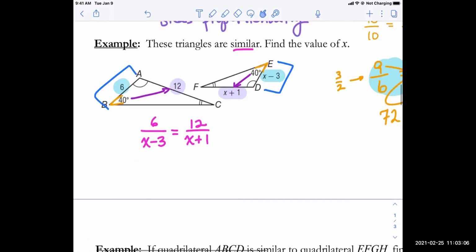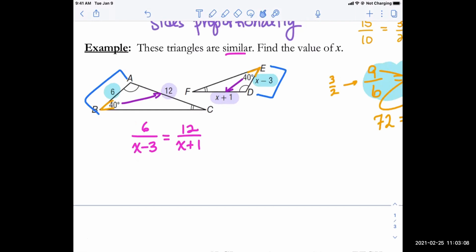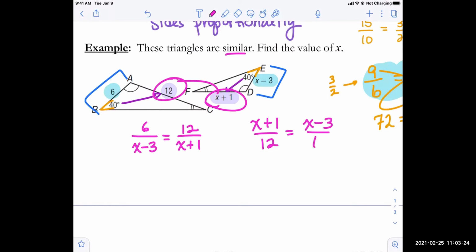How about a different proportion that would still work? What if you did x plus 1 over 12? If you want x plus 1 over 12, Lily, tell me what the other side would have to say. X minus 3 over 6. Okay, you can also compare within one triangle.